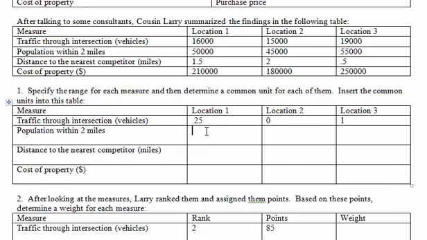Next one, population within 2 miles. Again, you would want more people around you in order to have more walk-in traffic. So it looks like location 3 wins again, and this one's the least. And this one is in the middle somewhere. It's 50,000 minus 45,000 over 55,000 minus 45,000. So it's going to be 5,000 over 10,000, which turns into 0.5. Do it again and again.